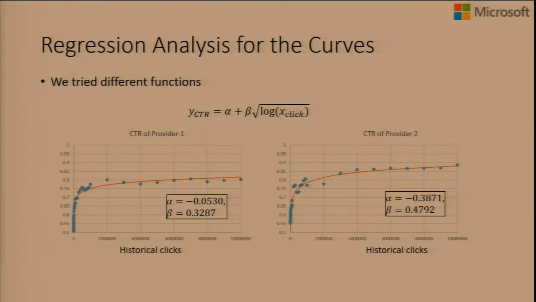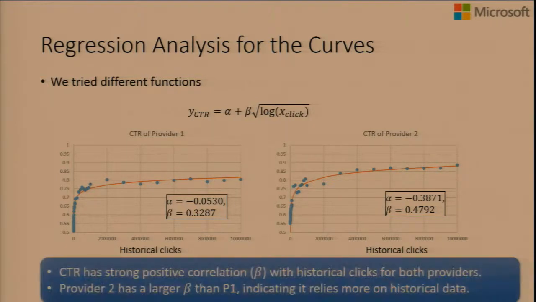So we can say CTR somehow equals alpha plus beta times the square root of log clicks numbers. You can see for both search engines, the coefficient beta is positive. Especially for provider 2, its beta is much larger than provider 1. Somehow, we may interpret that the second provider relies more on historical data or historical clicks. So overall, CTR has a strong positive correlation with historical clicks. That means if a search engine has more clicks, then it will have a competitive advantage over the new entrant.